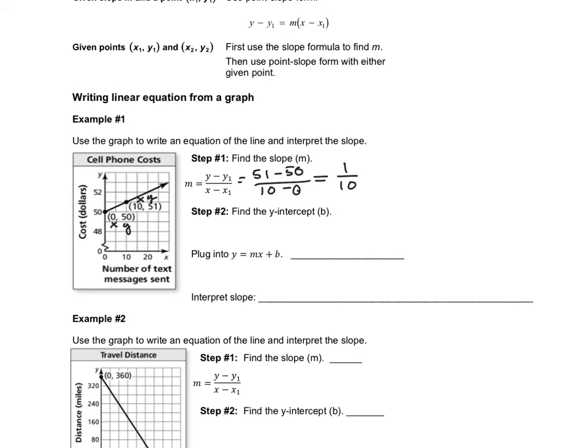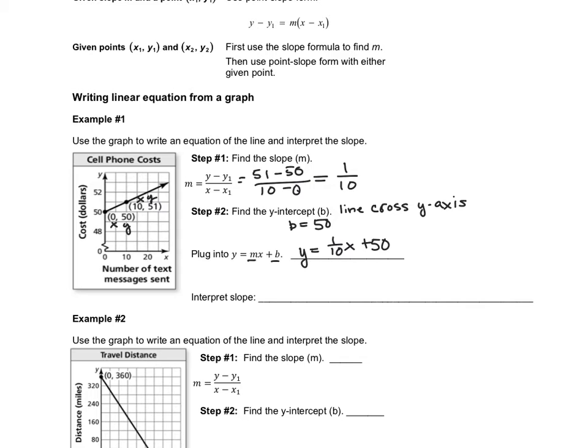Next, we have to find the y-intercept. Remember, the y-intercept is where the line crosses the y-axis. And this will be at the point 50. So your b is equal to 50. That is your y-intercept. So now you're going to plug your slope and your y-intercept into y equals mx plus b. So y equals, for this we only fill in the m and the b. y is equal to 1/10 x plus 50. And that is our equation of a line.